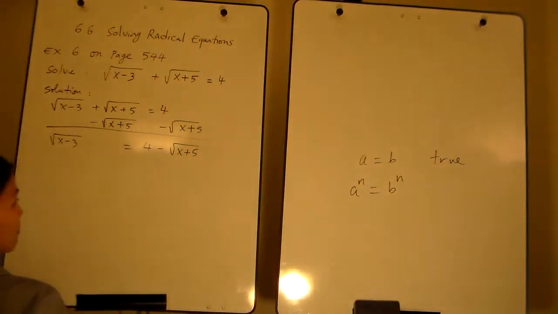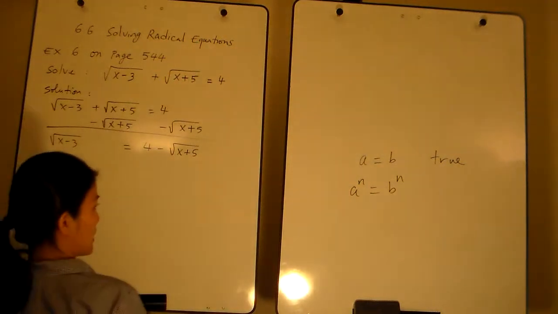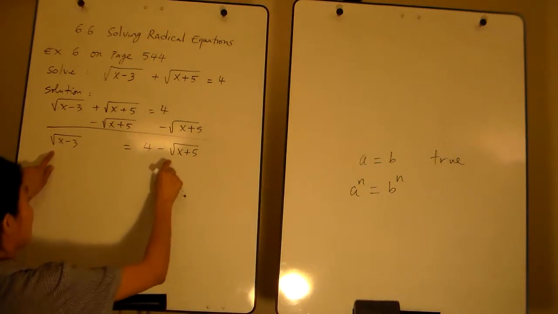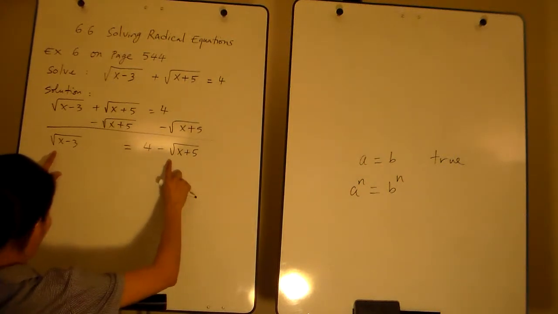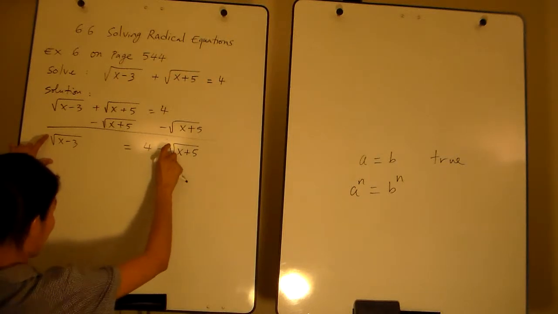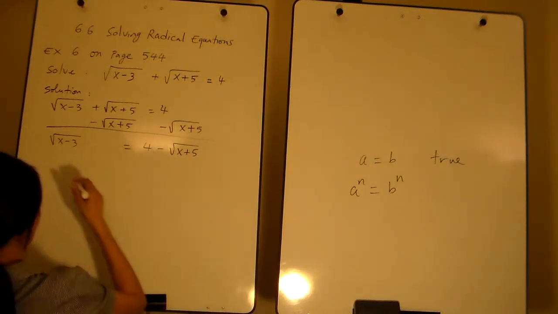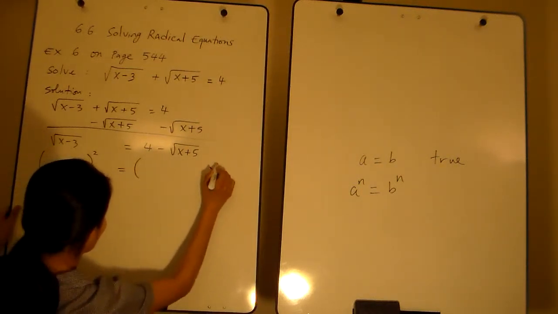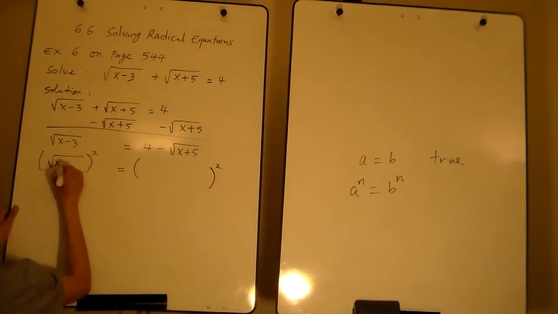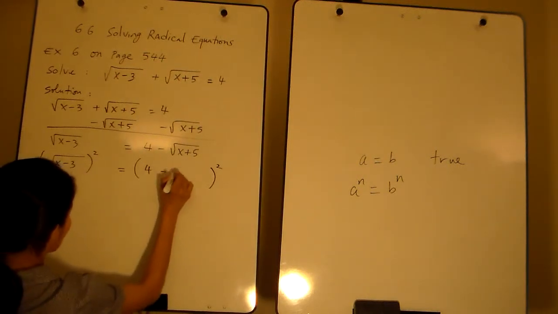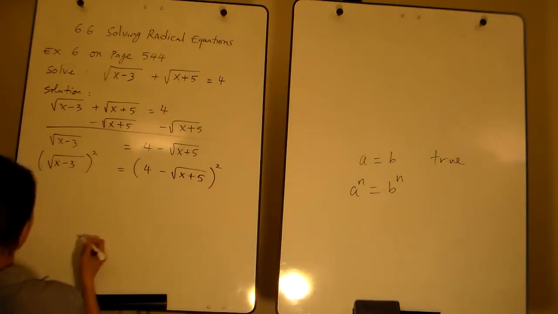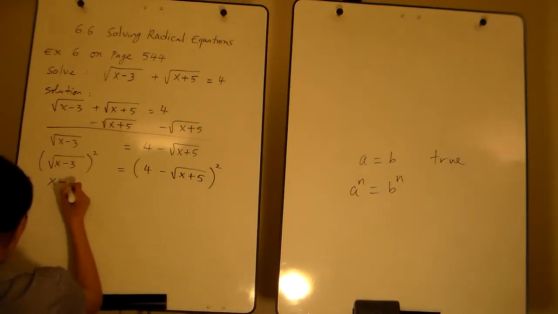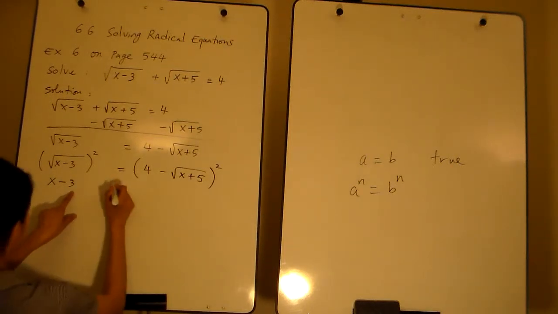This n is some natural number, and we use the n based on the radical that is given in the equation. Since we have a square root, the index is 2, so I'm going to use n equal to 2. I'll raise both sides to the power of 2: square root of x minus 3, squared, equals 4 minus square root of x plus 5, squared. When you square a square root, you simplify it to x minus 3 equal to.